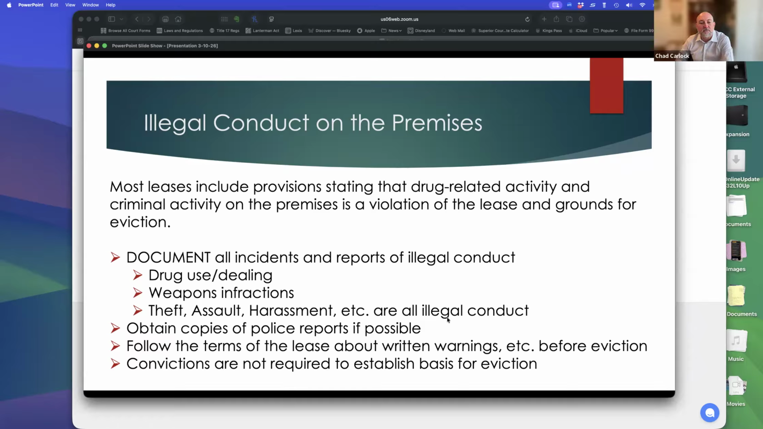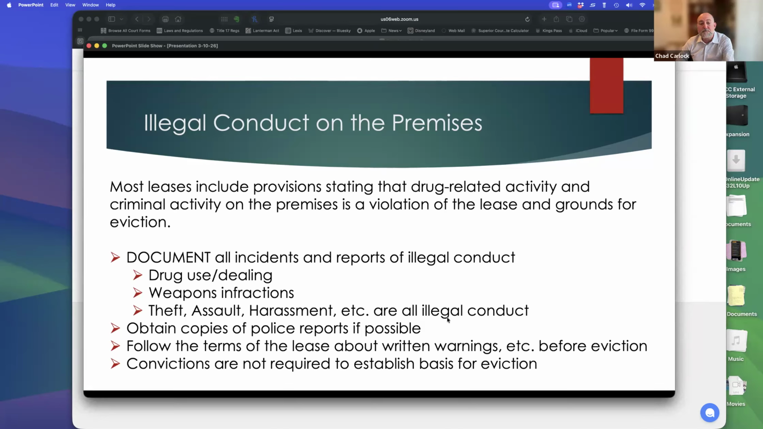Sometimes things have been going on that you don't learn of until later on. If you find out about a situation after the second or third incident, try to go back and fill in the gaps as best you can. Obviously, the tenants probably don't want you to know about what they're doing if they're doing this stuff.